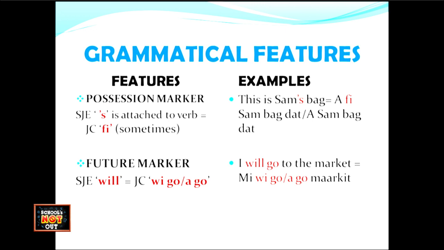Then we have future marker, something to come. So in standard English, we use the word will to indicate the future tense. Can we do this in Creole? Oh, yes, we can. So in Creole, we use we go or we a go. All right, or go or a go. I will go to the market becomes me we go or me a go market.